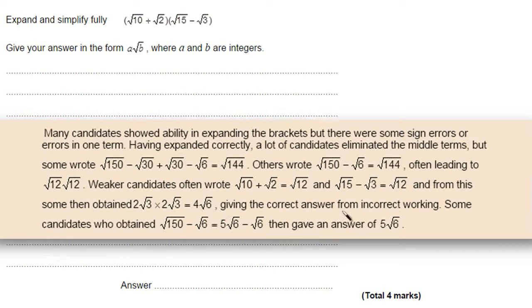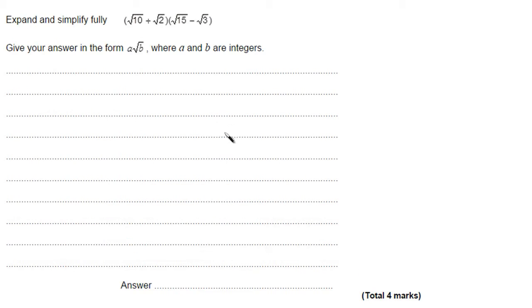And finally it says some candidates who obtained root 150 minus root 6, which is correct up to now, then made the mistake of, well, they got this right. We got 5 root 6 minus root 6, but they gave the answer of 5 root 6 for some reason. So they didn't subtract the root 6 from the 5 root 6, and so they got the wrong answer that way. Okay, so lots of mistakes, quite a lot of misconceptions underlying those mistakes. So what do you actually do, and how do you answer a question like this?